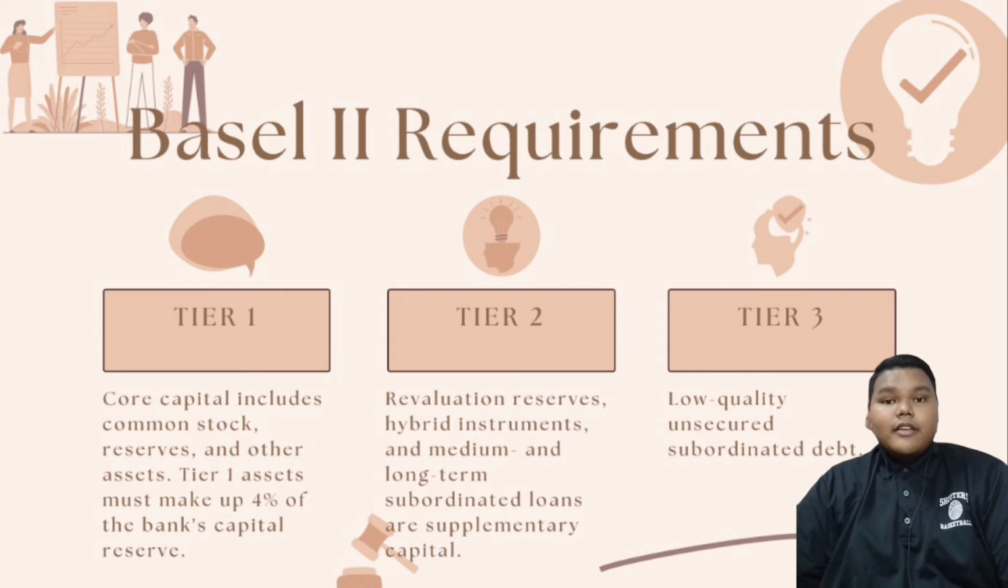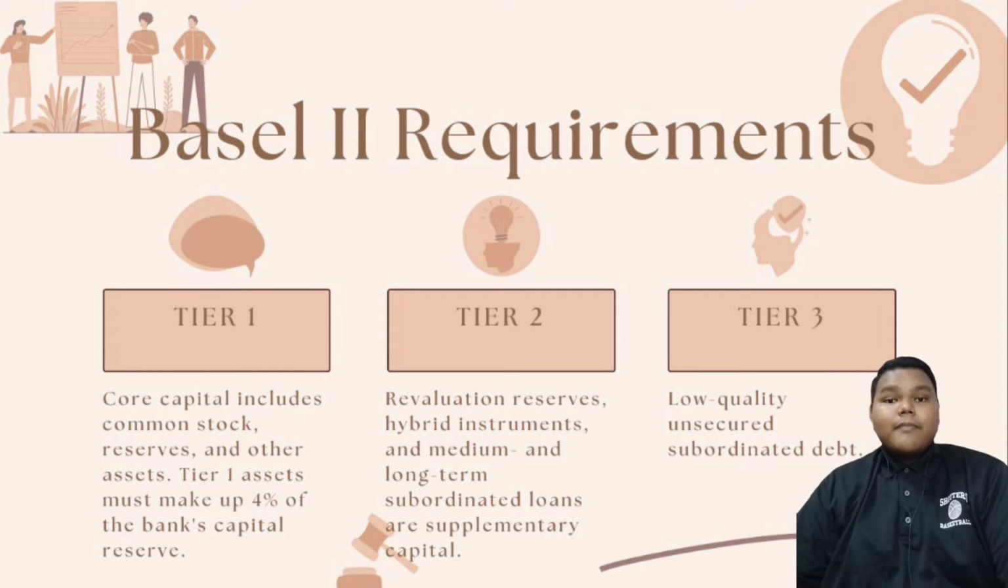I would like to present about requirements of Basel II. Basel II built on Basel I by giving rules for how to figure out minimum regulatory capital ratio and reaffirming that banks must keep a capital reserve equal to at least 8% of their risk-weighted assets.